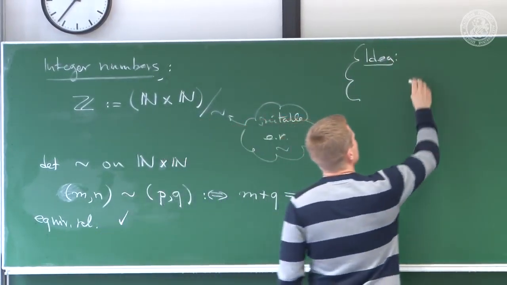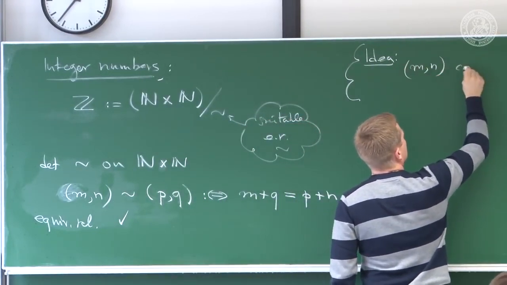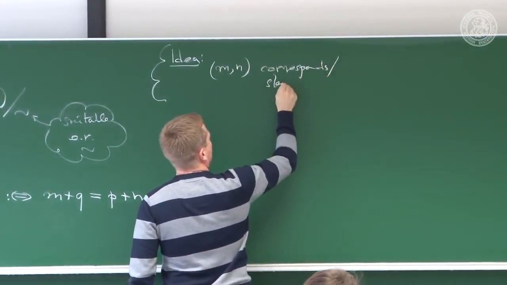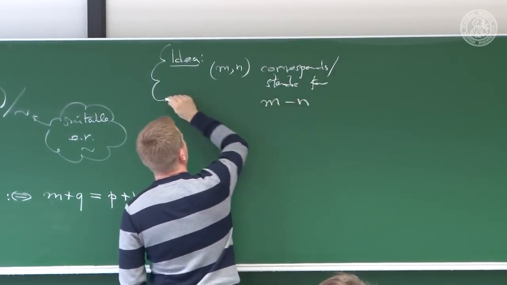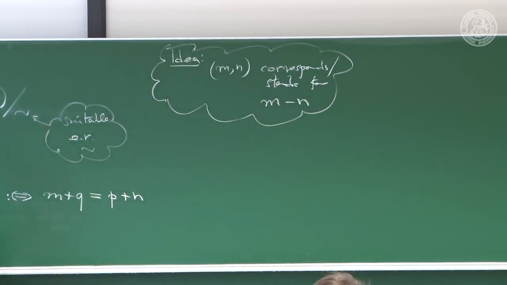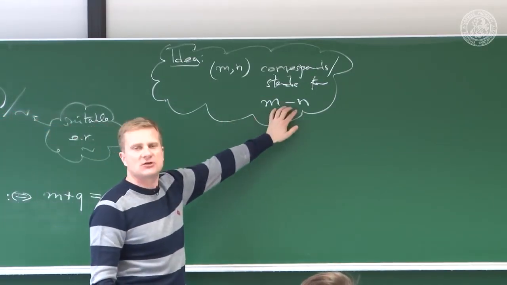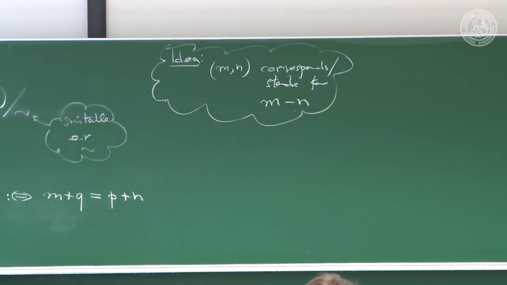So the idea is that this pair (m, n) stands for m minus n, what we naively would call m minus n. And obviously, if I have two natural numbers, by having a pair of them, I can reach every integer number this way. Okay? That's the idea.